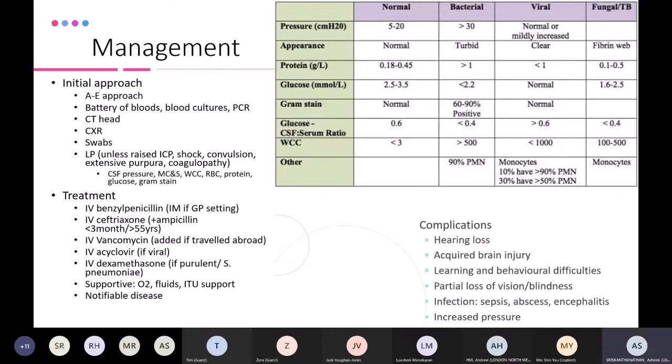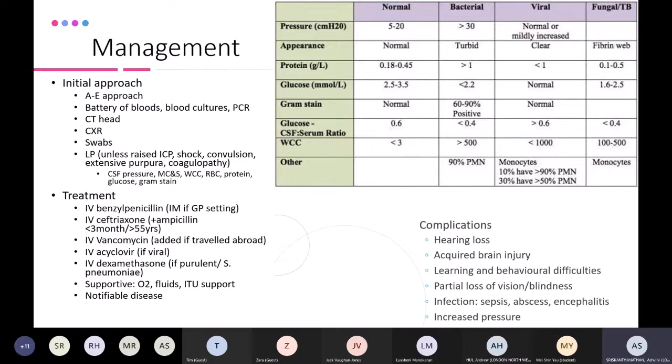And then your viral one, you can't really see viruses, so that's why it's clear. It doesn't add anything to it, so your protein is going to be low. It doesn't use up glucose, which is why it's normal as well.